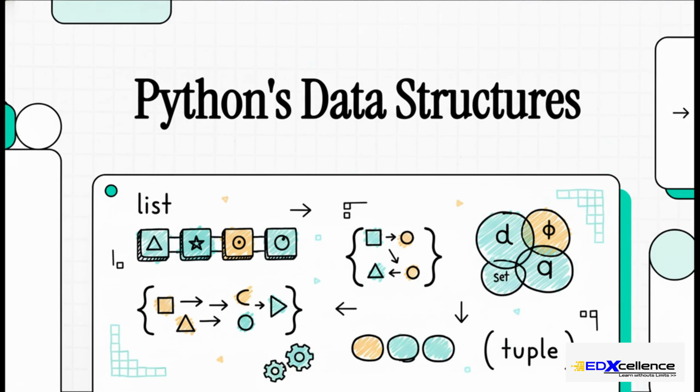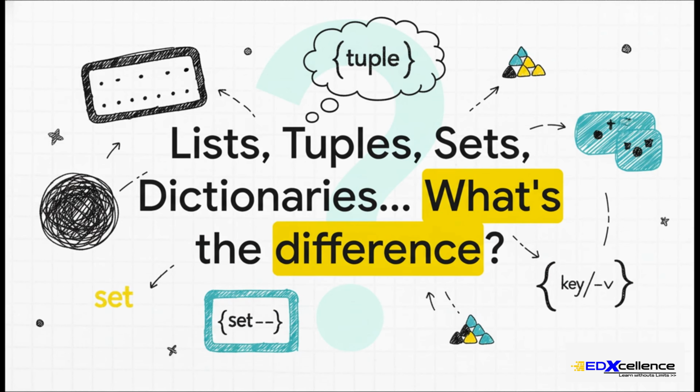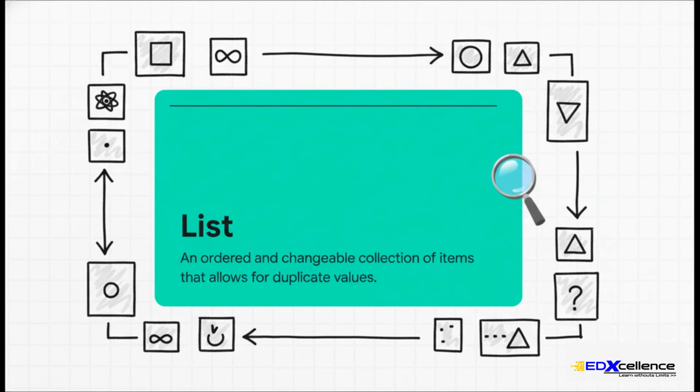Today, we're going to break down Python's core data structures. So you've probably heard of these, right? But what's the real difference? Let's find out. First up is the list.